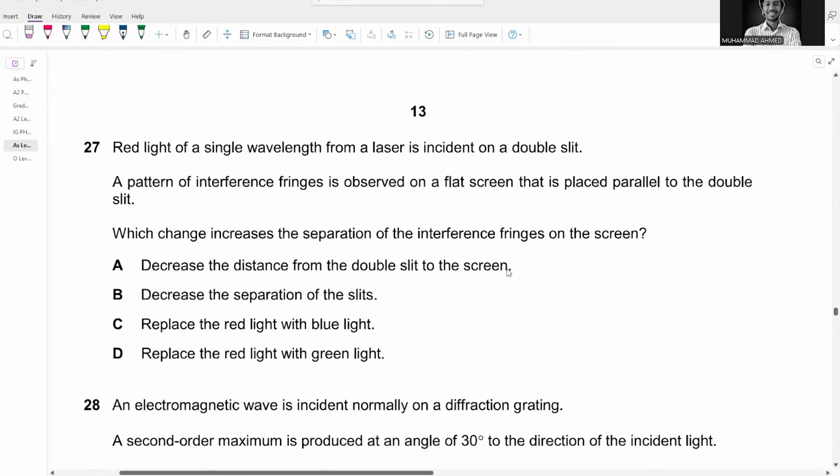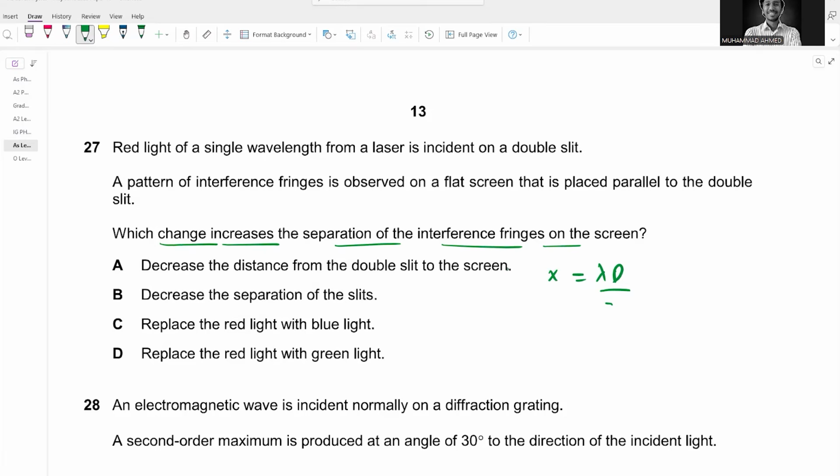आगे बढ़ते हैं. The red light of a single wavelength from a laser is incident on a double slit. A pattern of interference fringes is formed on a flat screen that is displayed parallel to the double slit. Which change increases the separation of interference fringes on the screen? x is equal to lambda D over a. क्या चीज x की वैल्यू को इंक्रीज कर देगी? What will increase the value of x?